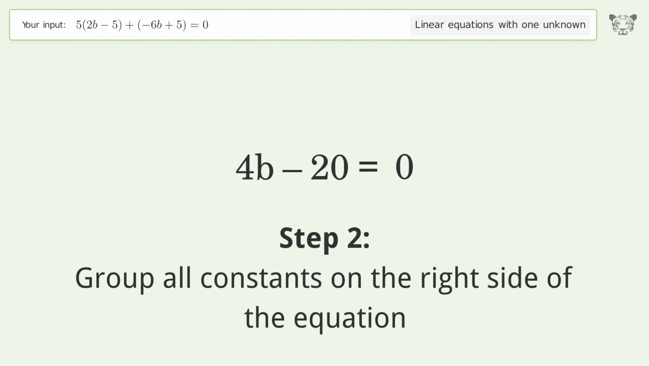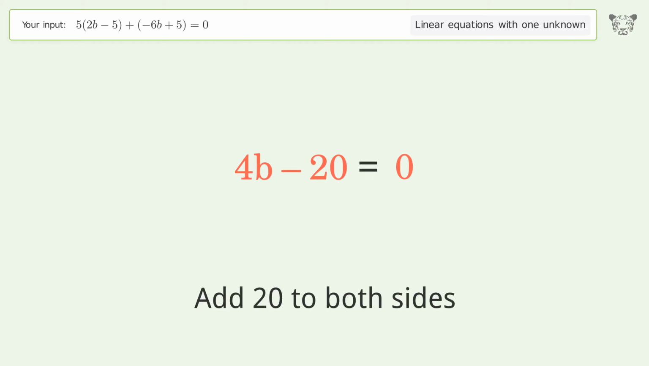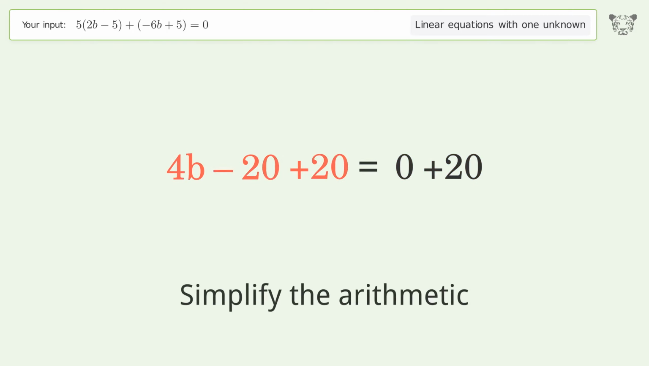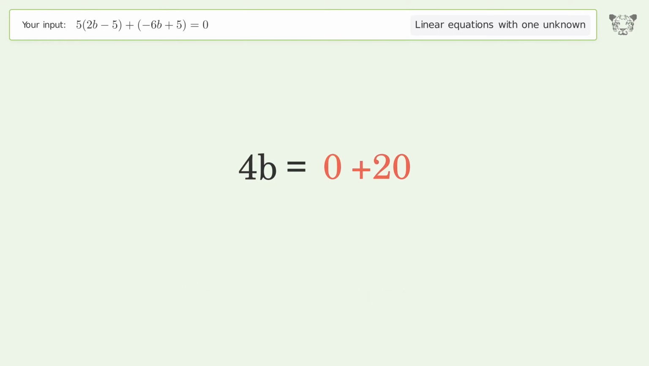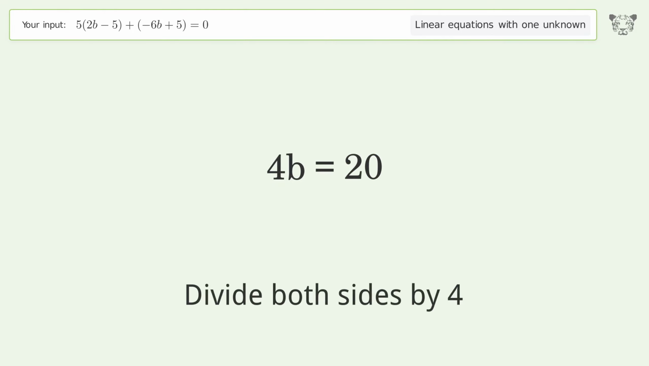Group all constants on the right side of the equation. Add 20 to both sides. Simplify the arithmetic. Isolate the b. Divide both sides by 4.